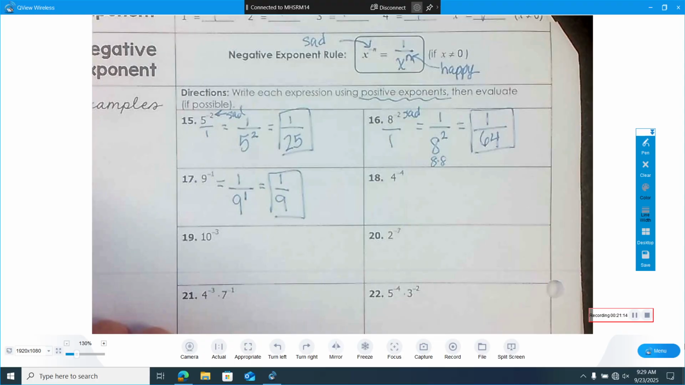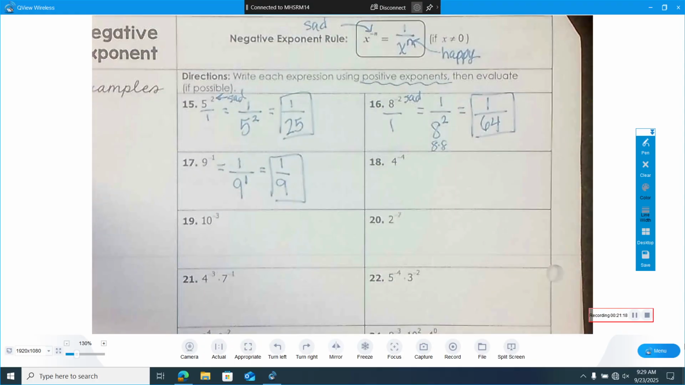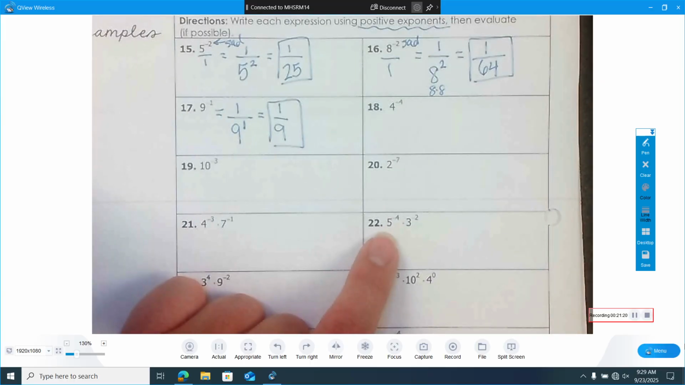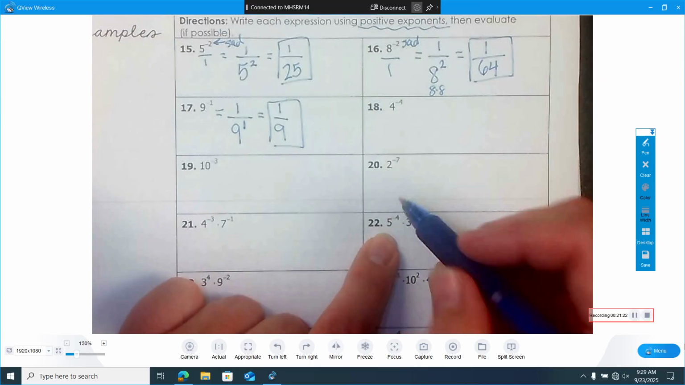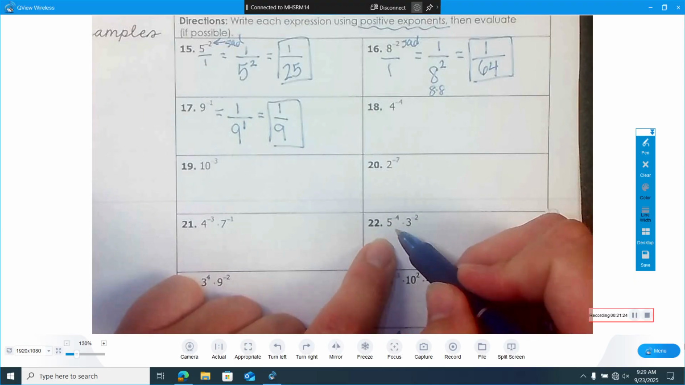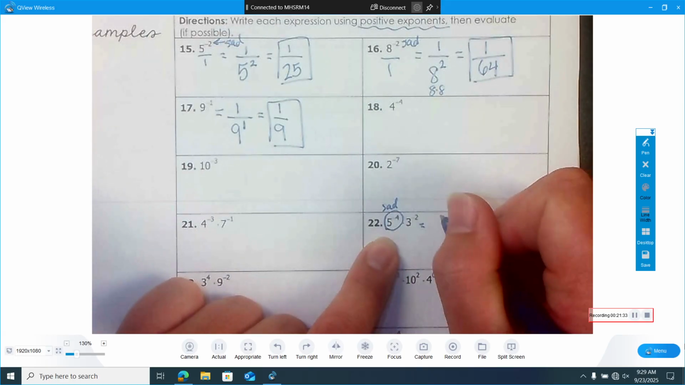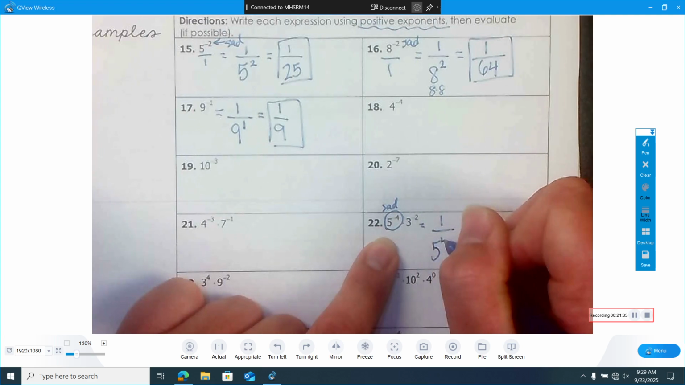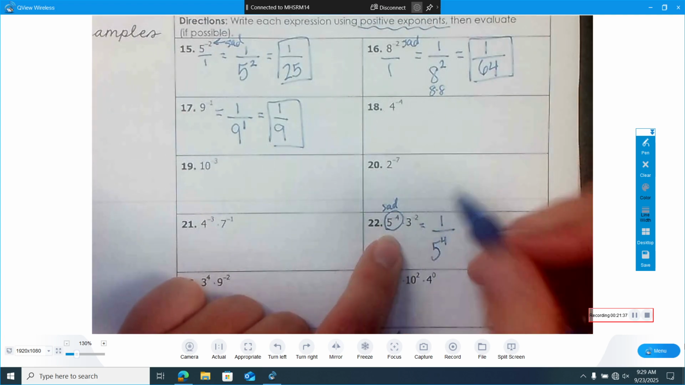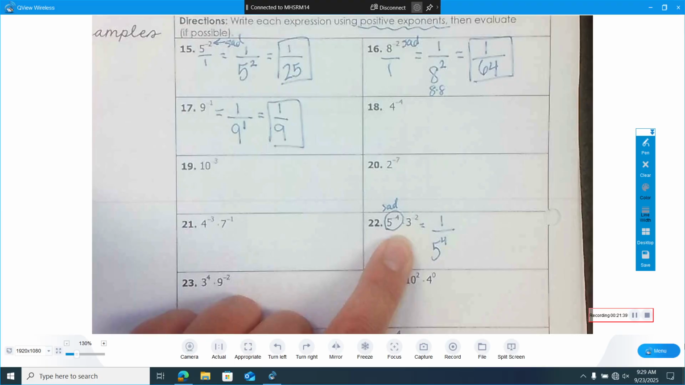How do you feel about that? Is that okay? Yeah. Happy, sad math? That's how we work. Let's look at number 22. Now I see a bunch of things here. I have a 5 to the negative 4. Happy or sad? Sad. He wants to go? Downstairs. So it becomes 1 over 5 to the happy 4.